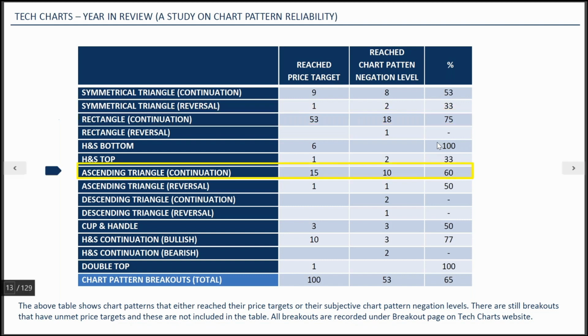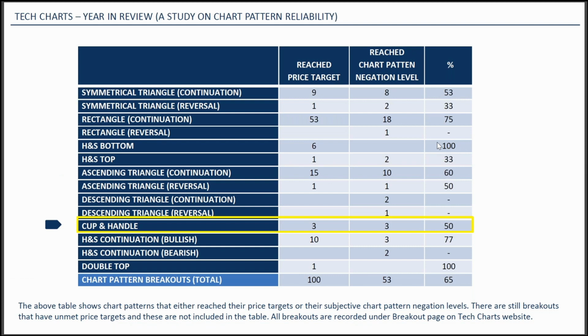If you look at ascending triangle continuation, again, this has a good rate. Ascending triangle continuation is a bullish chart pattern, and in an uptrend, given that the global trend is up, we got more opportunities and more success rate on these ones. Cup with handle, rare opportunities. If you look at head and shoulder continuation, bullish chart pattern, pretty good rate we had.